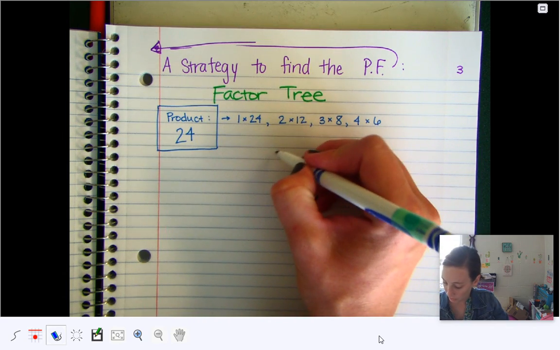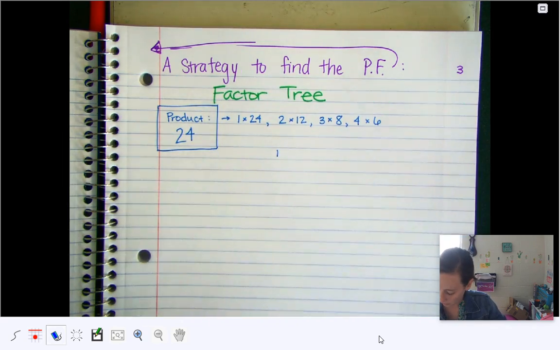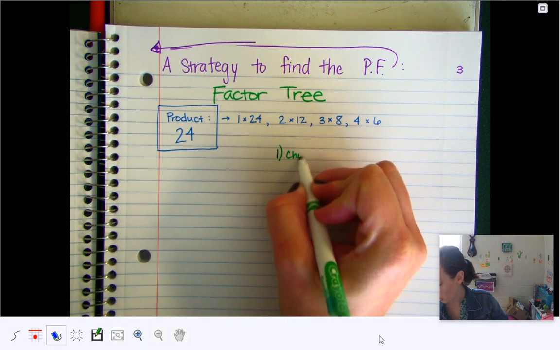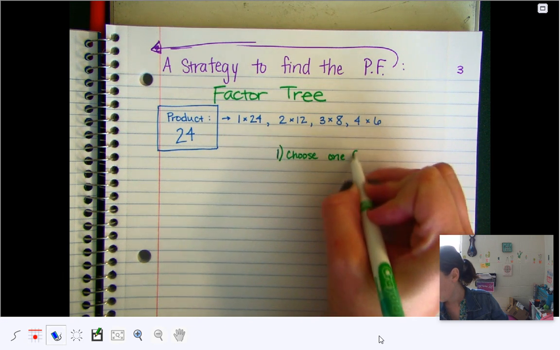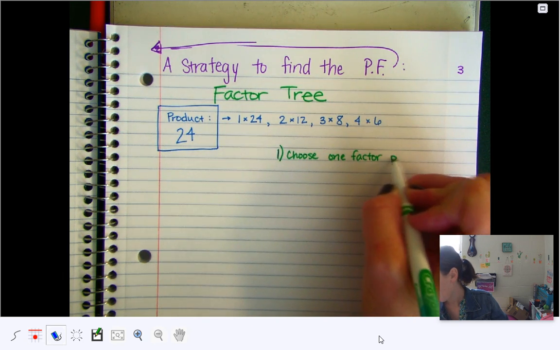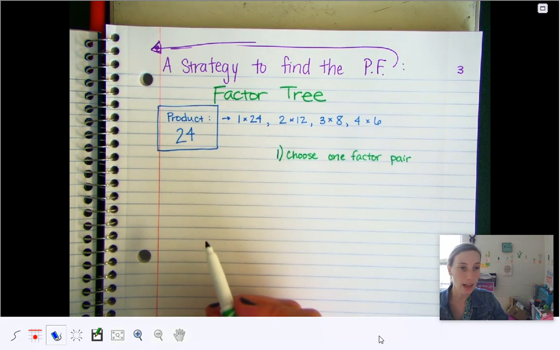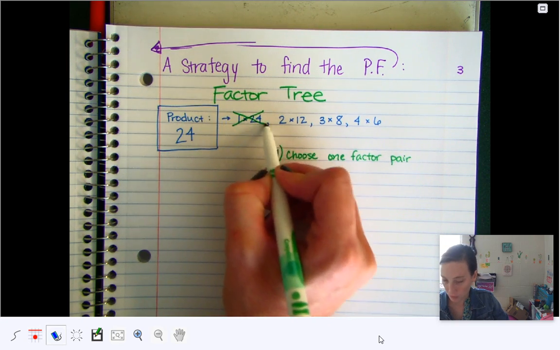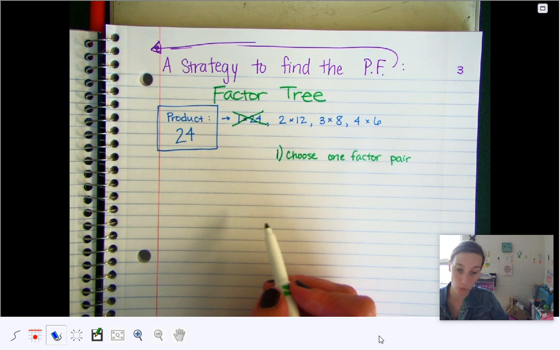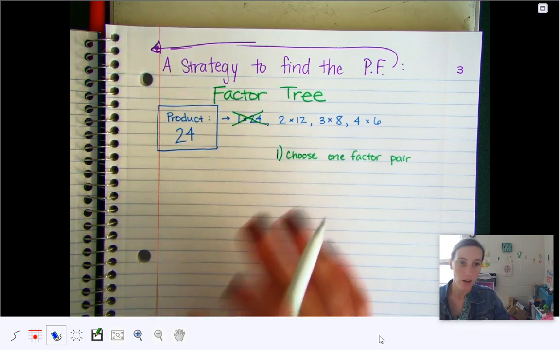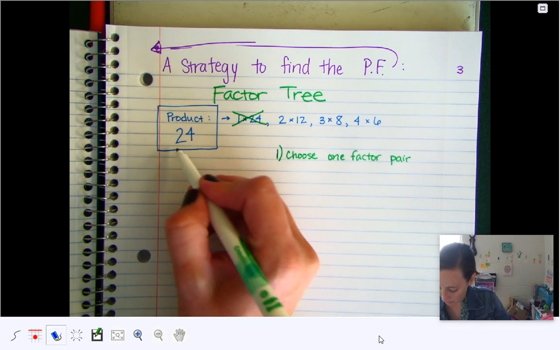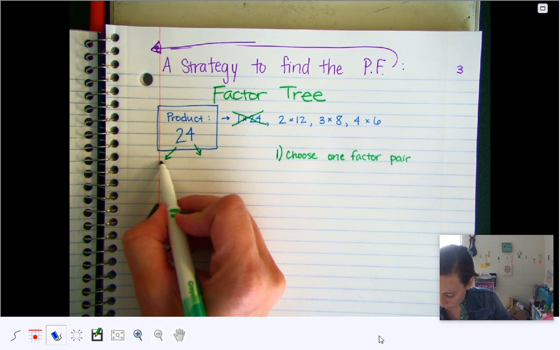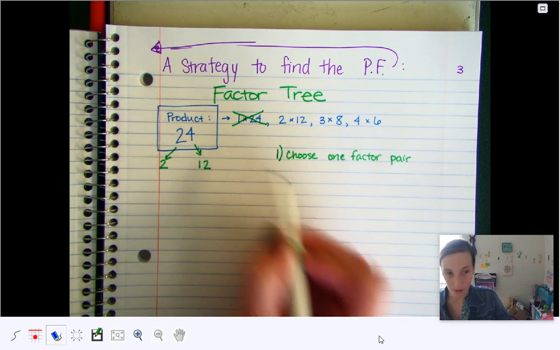And so the first step, I'm going to do this in a different color. Step 1 is to choose one factor pair. So let's say I can choose any factor pair except 1 times the number, because that would just be a waste of time, because 1 is not a prime number. And 24 is definitely not a prime number, so don't do that. Okay, I'm going to go with 2 times 12 just because it's next in line. It does not matter which one you pick as long as you're following the steps. So I've got 2 on one side, 12 on the other.